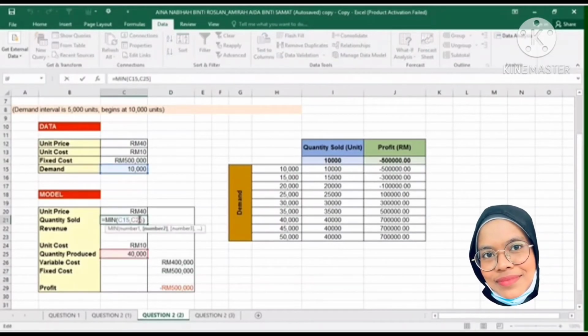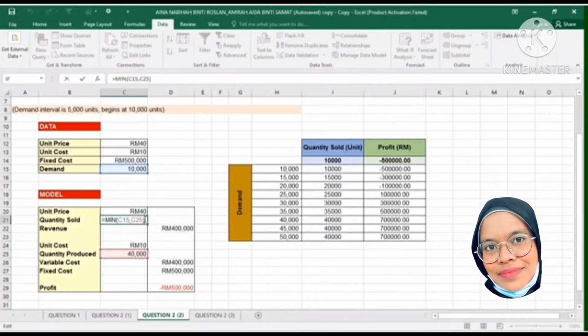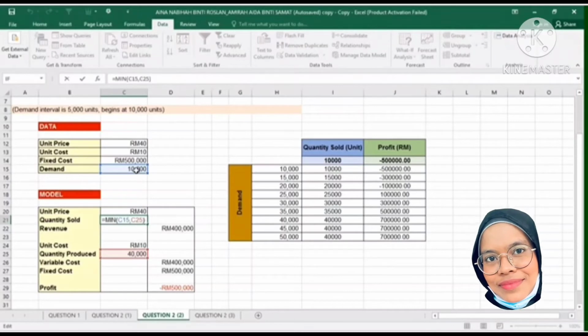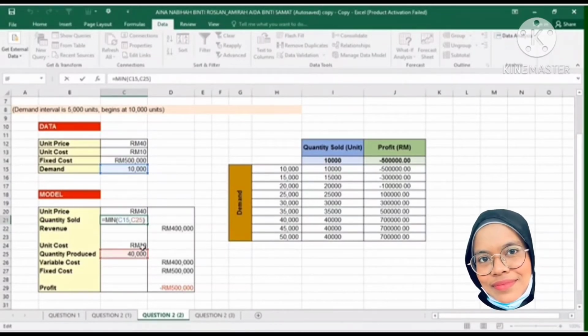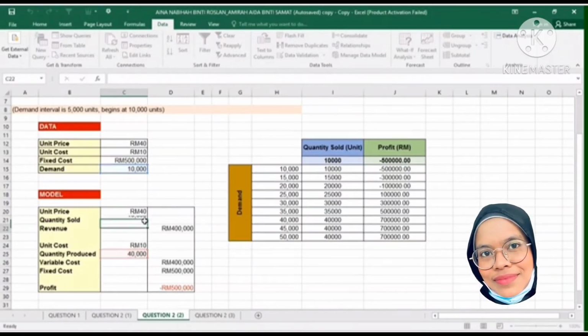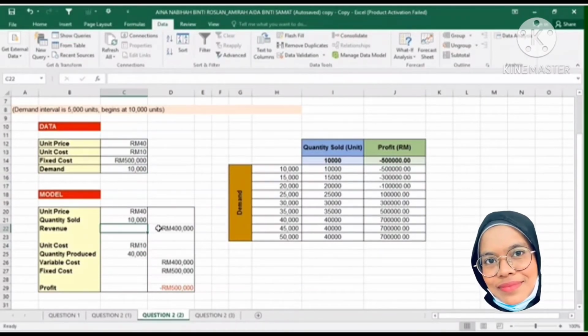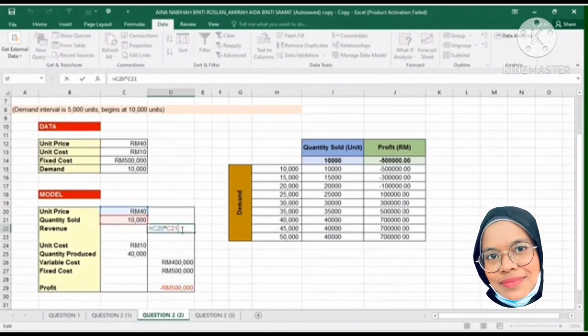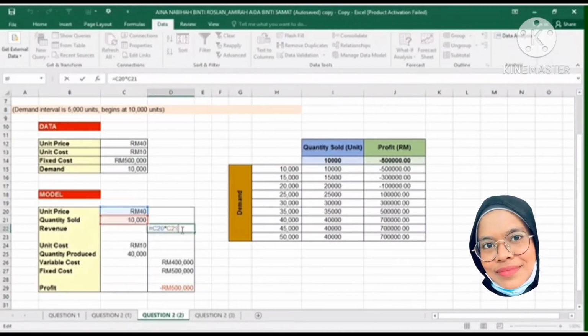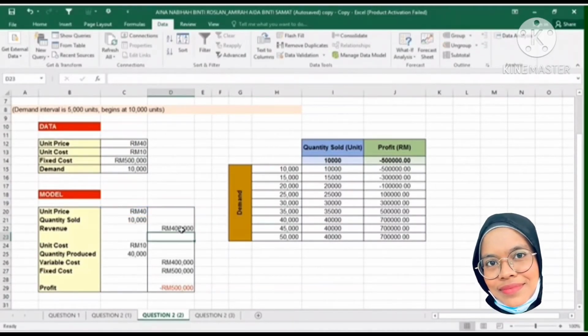Quantity sold is equal to MIN, open the bracket, you click demand, comma, click quantity produced, close the bracket, and then you click enter. You will get 10,000 for quantity sold. So the revenue will be unit price times quantity sold. You click enter, then you will get the answer.